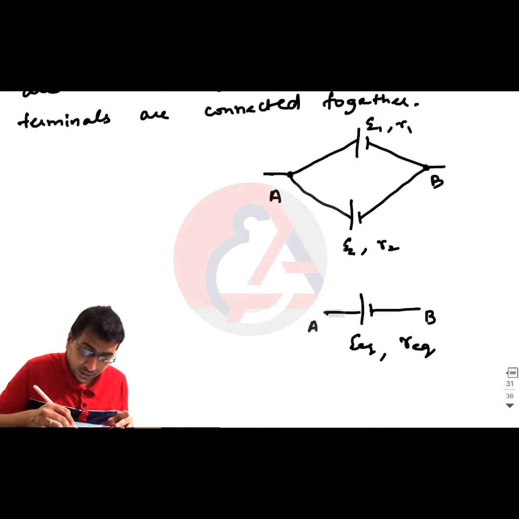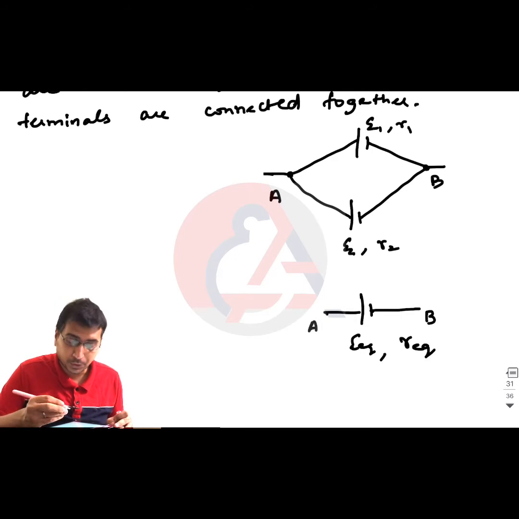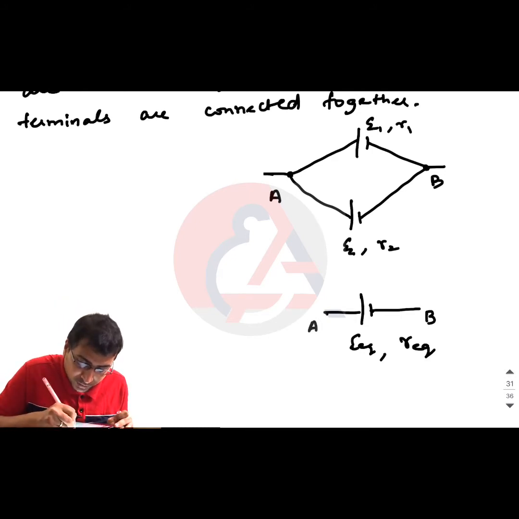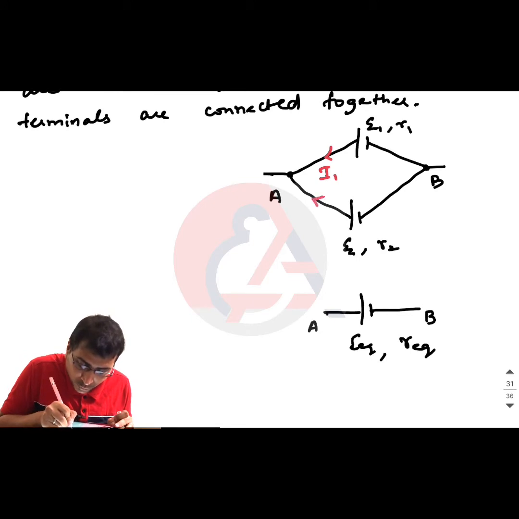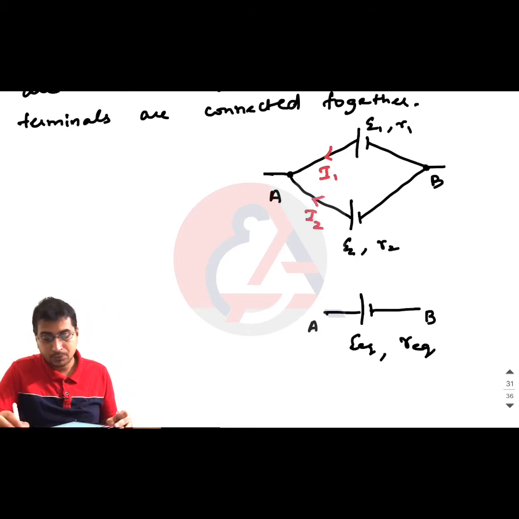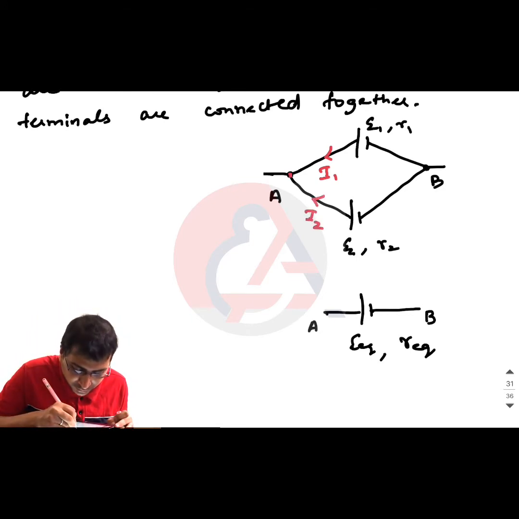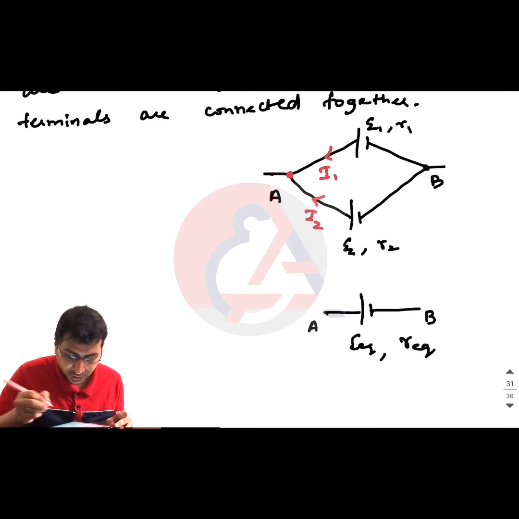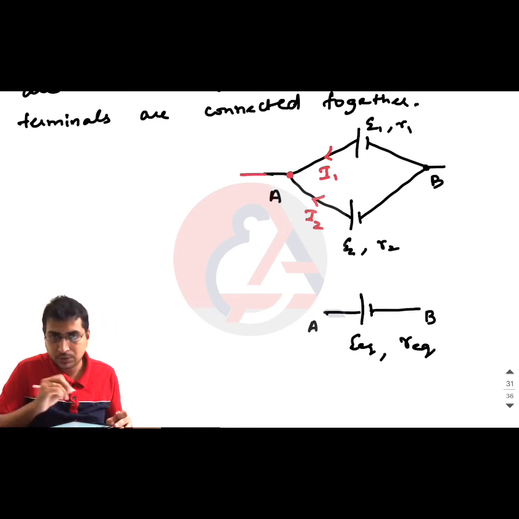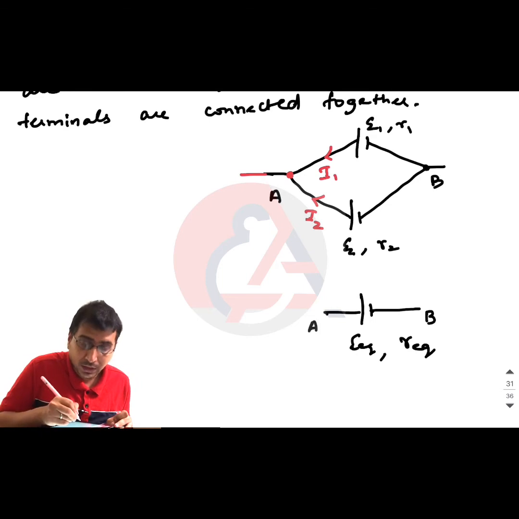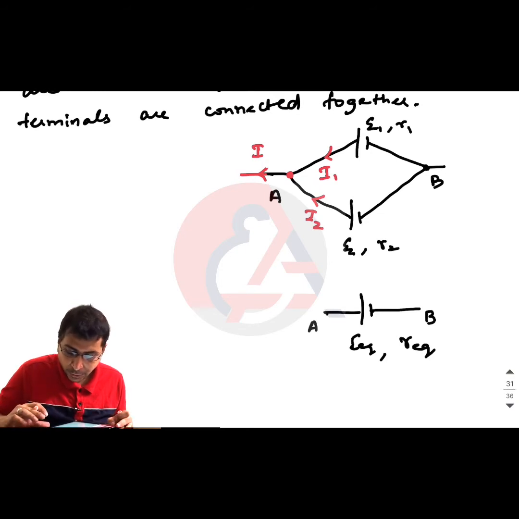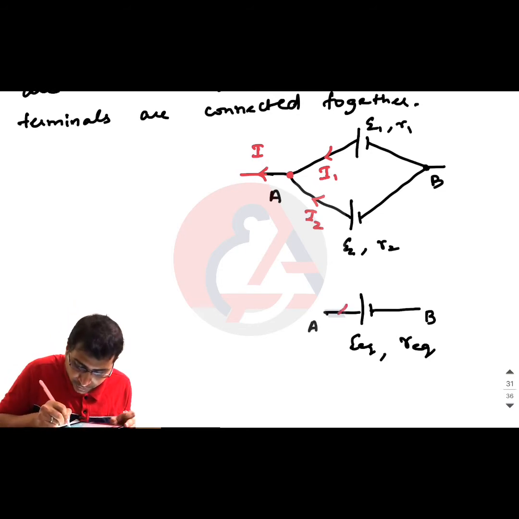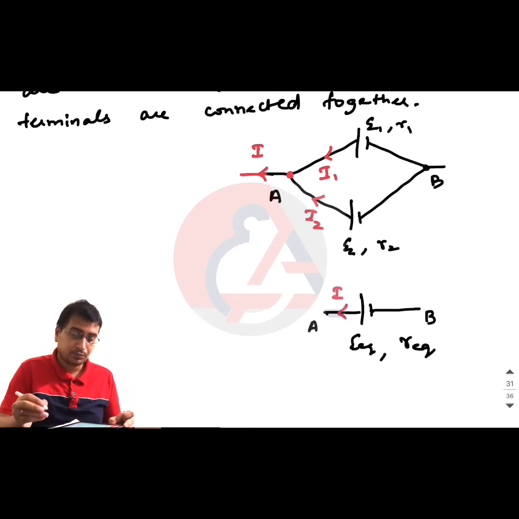Now let's analyze what happens for the first circuit. Let's say cell 1 is supplying a current I1, and cell 2 is supplying current I2. I1 is reaching this junction, and I2 is reaching this junction. Applying Kirchhoff's first law, the total current delivered by both the cells put together is going to be I. Now when you draw it for the equivalent circuit, it is still going to be I.